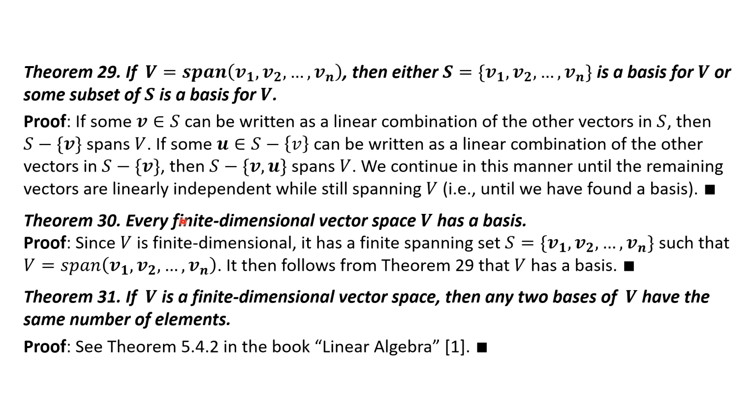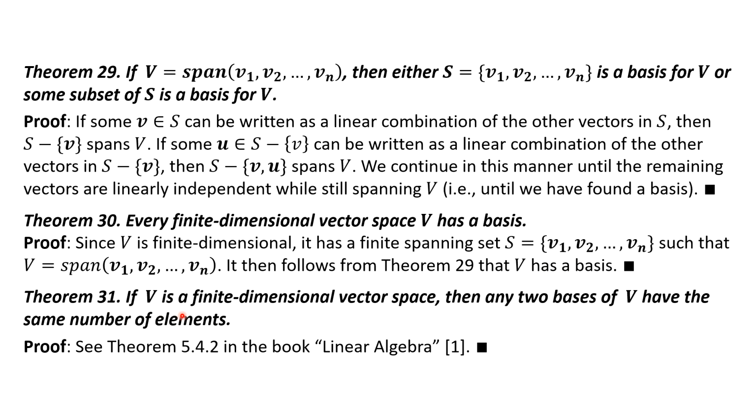Then very quickly we have theorem 30. Every finite dimensional vector space V has a basis. Since V is finite dimensional, it has a finite spanning set, which we'll call S, having these vectors in it, such that V equals the span of these vectors, v1, v2 up to vn. It then follows from theorem 29 that V has a basis.